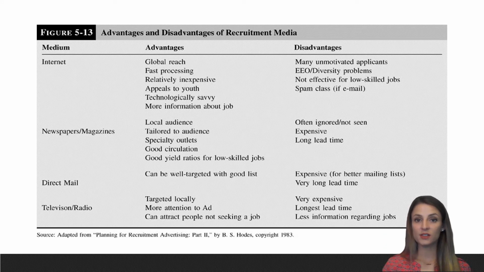This figure highlights some of the advantages and disadvantages of using various types of recruitment media. In the very left-hand column, you see 4 types of communication channels, and then a column of advantages and a column of disadvantages. I won't read the entire figure, but I do want to point out one observation. Notice that internet media is one of the more inexpensive options. The other 3 types, newspapers, magazines, direct mail, television, radio, are all very expensive.